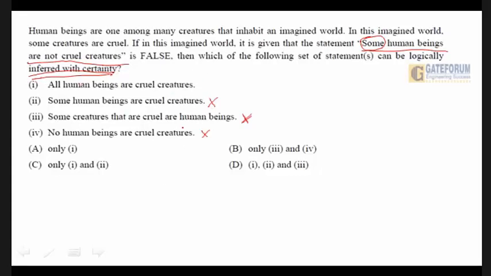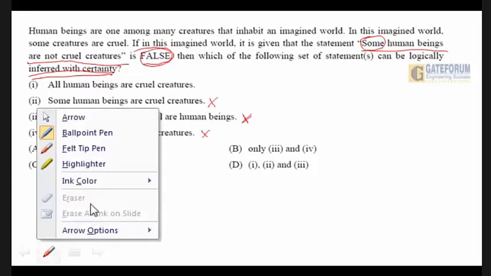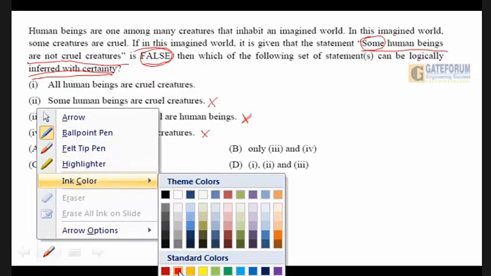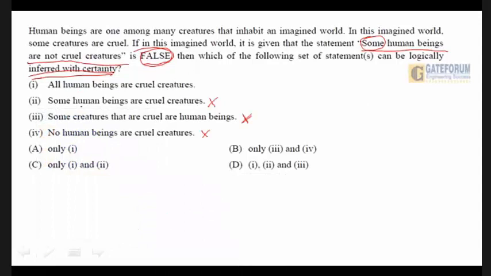Well, the last one, all human beings are cruel creatures. Now, let us see. Some human beings are not cruel creatures is false. Acha, I made a mistake here in this judgment. Let me amend myself. Some human beings are not cruel creatures is deemed as false here. Just hold on. Somehow the eraser is not there anymore. I don't know why. But whatever. Chalo. Let us check it again.